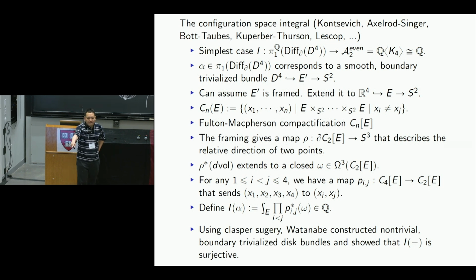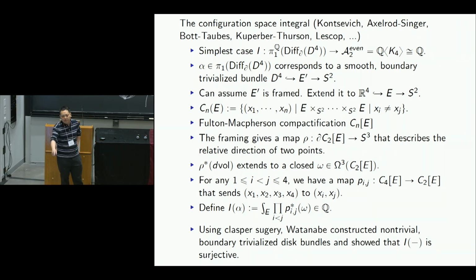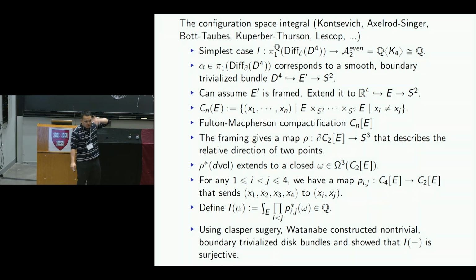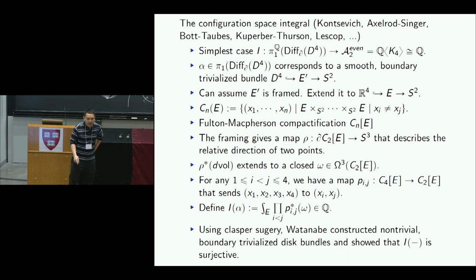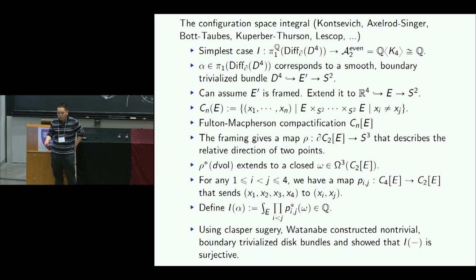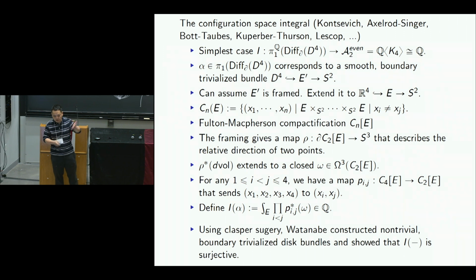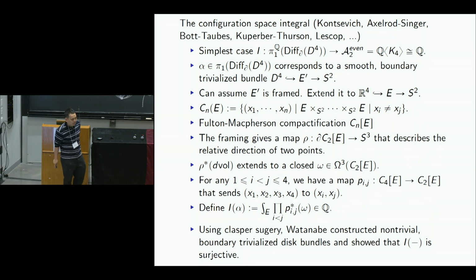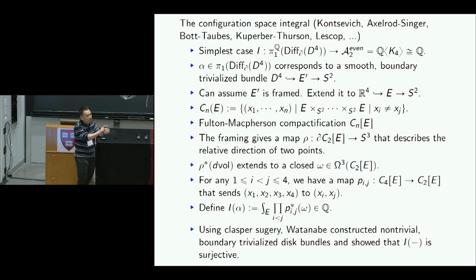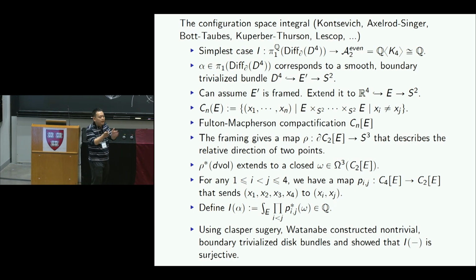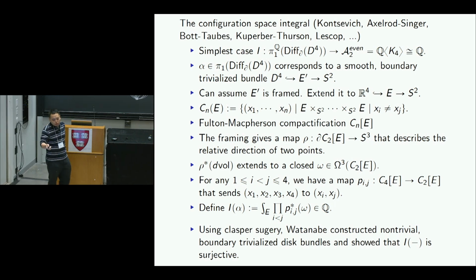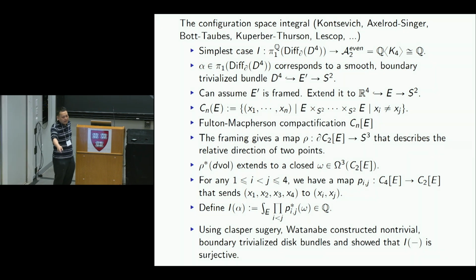After multiplying this alpha by some multiples, we can assume E prime is framed, meaning that the vertical tangent bundle, the tangent bundle of the fiber direction, has a trivialization. Okay. And we can also extend it to a Euclidean bundle. So the fiber is not a disk, but it's a Euclidean space. Okay? But the transition function is not linear. It's a diffeomorphism from R4. It's a compactly supported diffeomorphism from R4 to itself. Okay? We want to develop some invariants to show that this bundle is non-trivial.